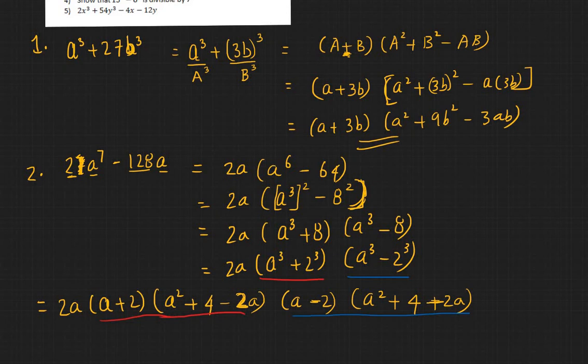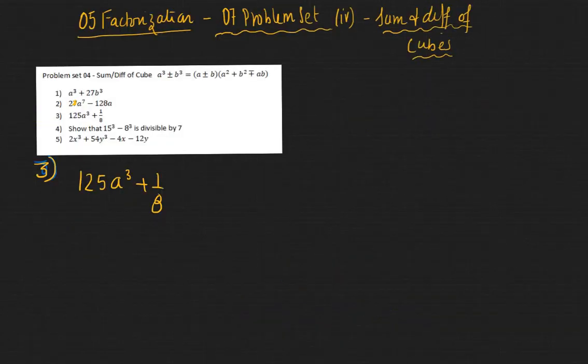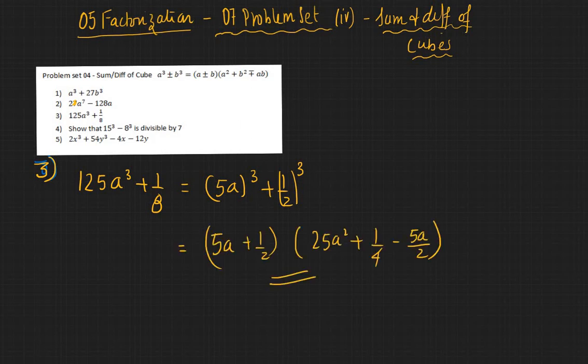So moving on to the next problem, you have 125a cube plus 1 by 8, and that would be 5a the whole cube plus 1 by 2 the whole cube. From here, I urge you to try to do the problem yourself. This is the form a cube plus b cube. So if you could open up your a cube plus b cube like this, then you're right. That's quite simple. Moving to the next problem.